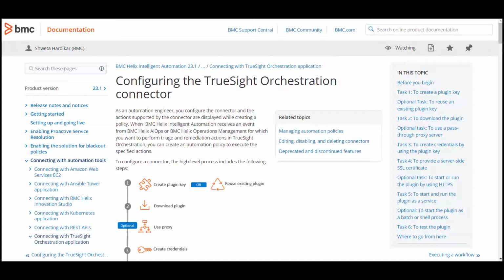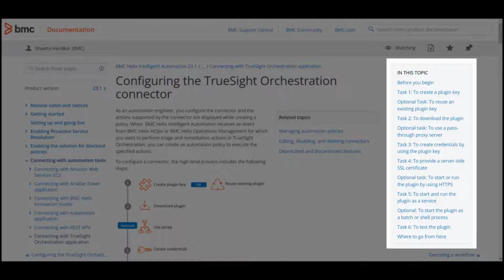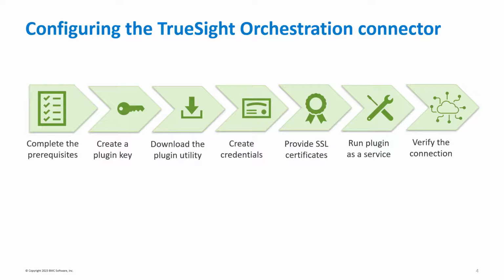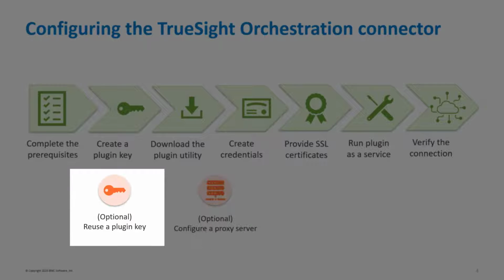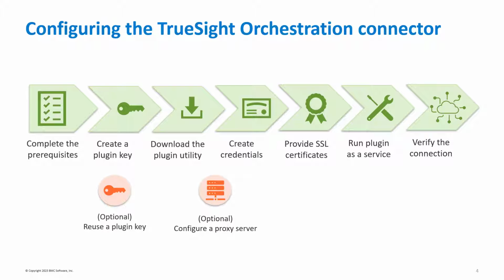Find these details in the TrueSight Orchestration connector section, in the BMC Helix Intelligent Automation documentation. These are the minimum steps required to configure any on-premises connector. Based on your organization's needs, you can use a proxy server during configuration, or reuse plugin keys for multiple connectors. In this video, we will only look at the steps needed to get the TrueSight Orchestration connector installed and running.